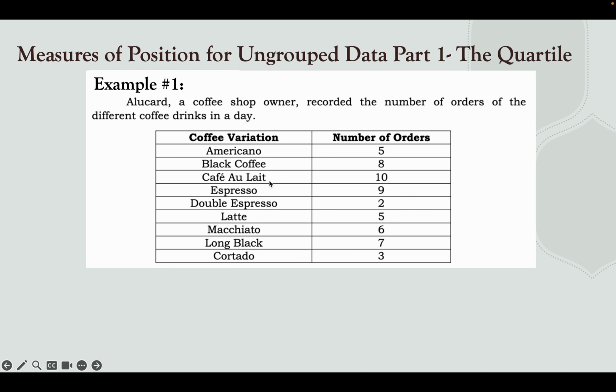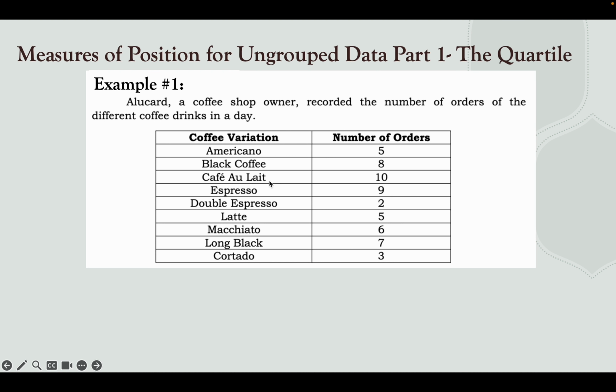So first, we are going to find the quartile 1, quartile 2, and quartile 3 of the given data. First, we need to arrange the data values in ascending order. So let's arrange this from the lowest to the highest. So we have 2, 3, 5, 5, 6, 7, 8, 9, 10.